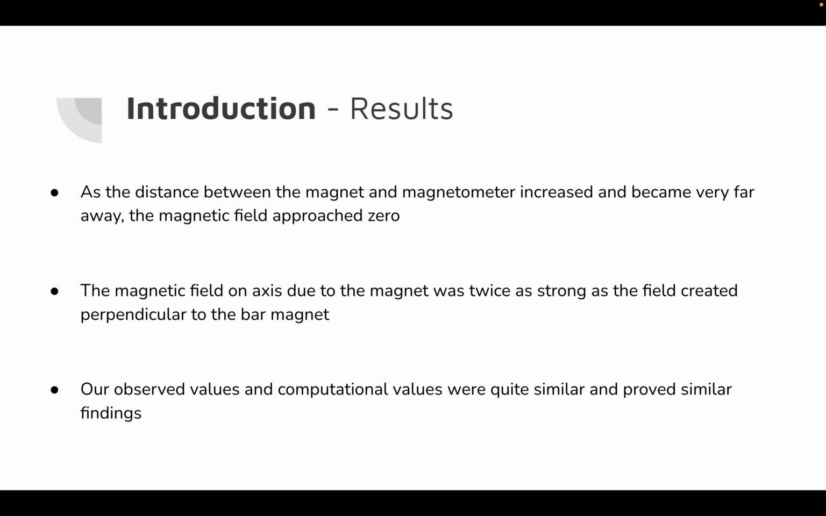As an intro to some of our results, we found that as the distance between the magnet and the magnetometer increased and became very far away, the magnetic field approached zero. We also found the magnetic field on axis due to the magnet was twice as strong as the field created perpendicular to the bar magnet. And our observed values and computational values were similar in their findings.